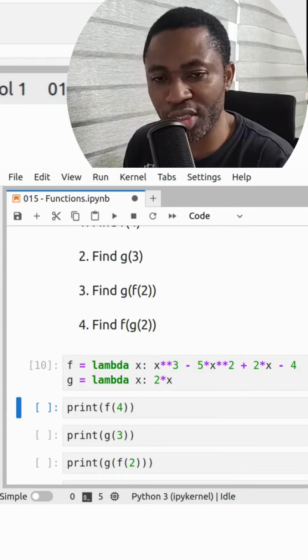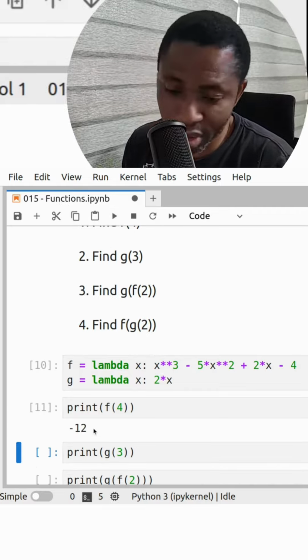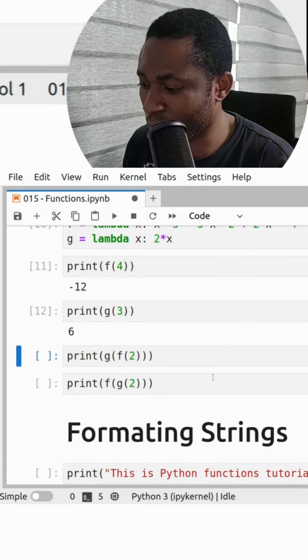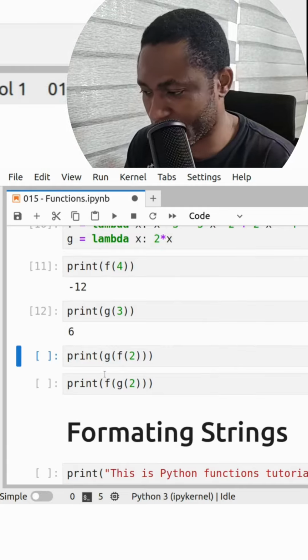So f and g are in our namespace. Now let's print f of 4, gives us minus 12. Print g of 3. We are calling the lambda function and specifying the input, the value x.